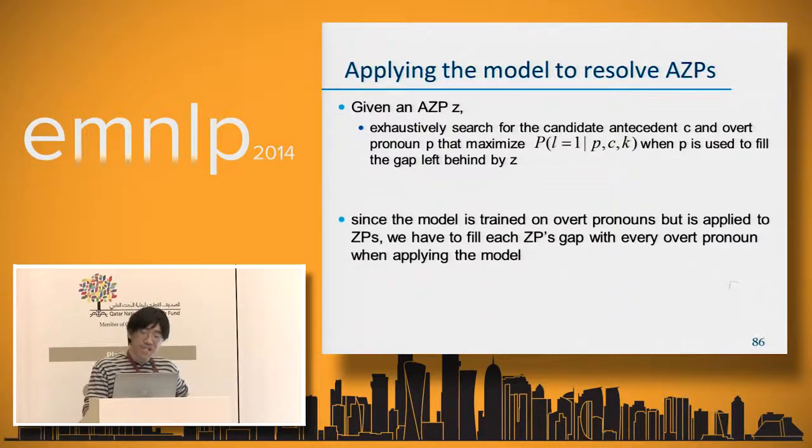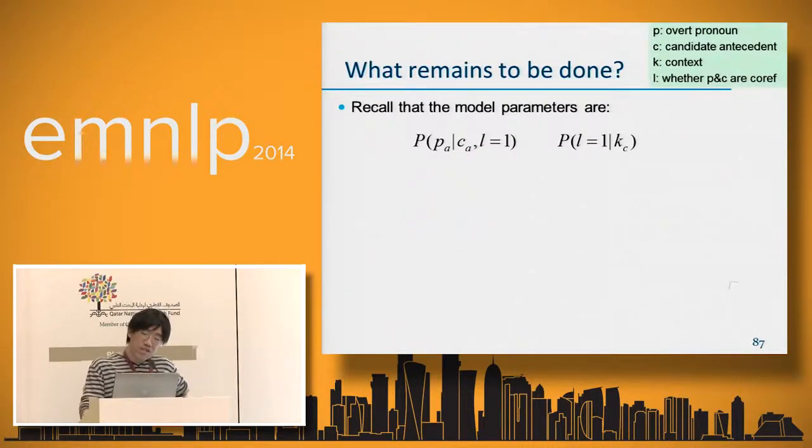And the reason is that since this model is trained on overt pronouns, but it's applied to 0 pronouns, we will have to fill each of the 0 pronouns' gaps with every overt pronoun when applying this model. Okay? So what remains to be done?